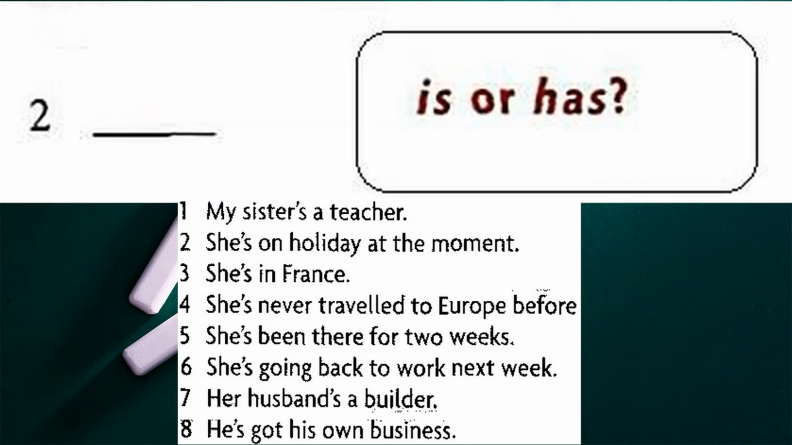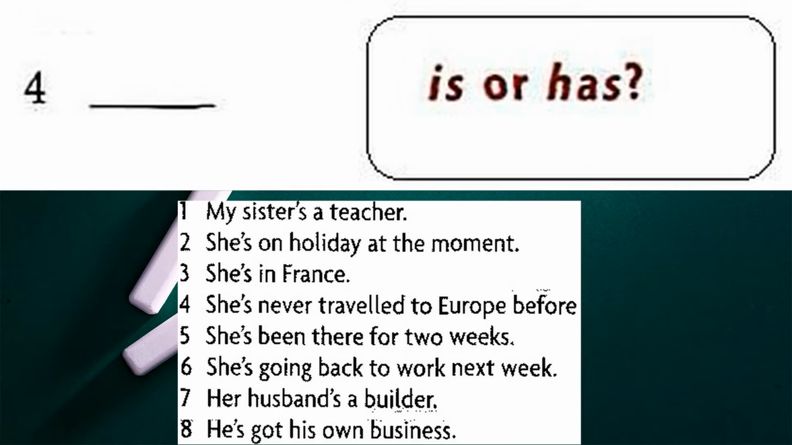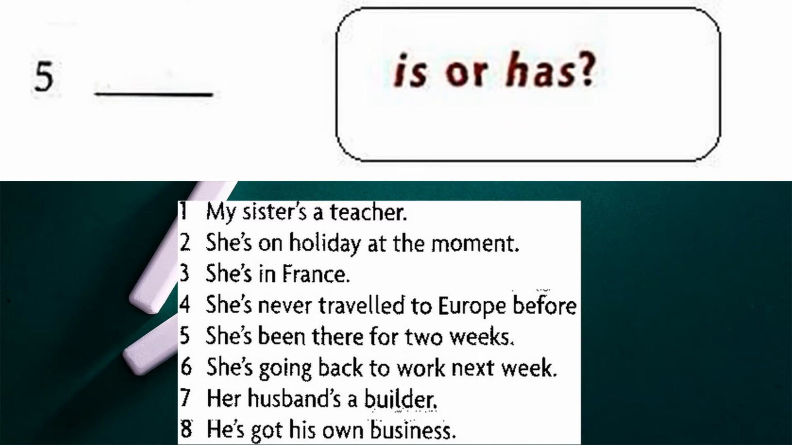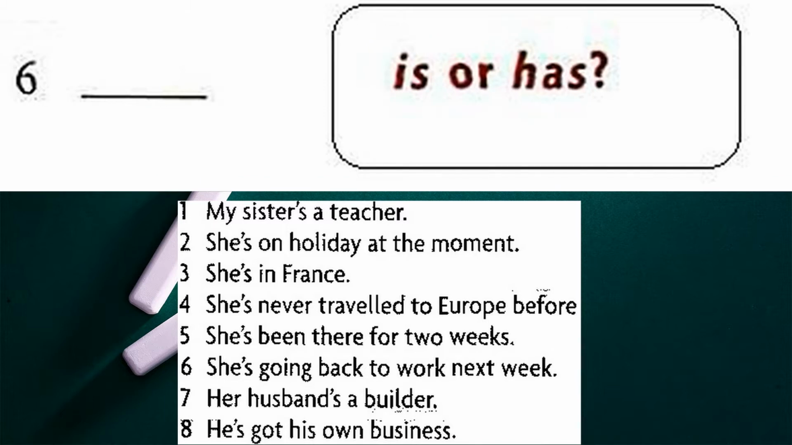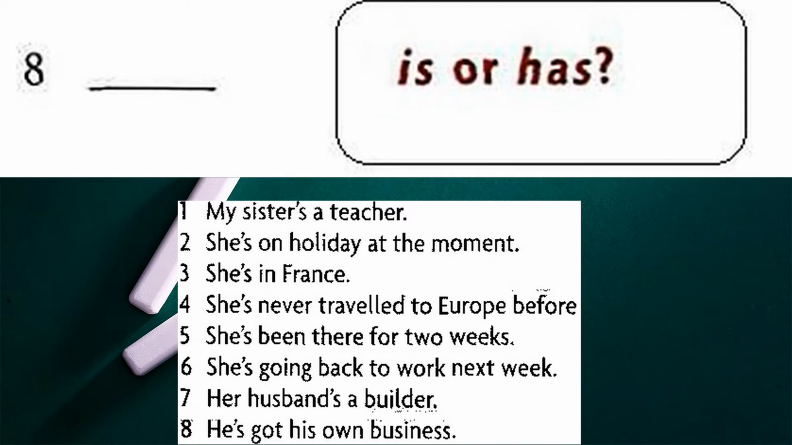2. She's on holiday at the moment. 3. She's in France. 4. She's never travelled to Europe before. 5. She's been there for 2 weeks. 6. She's going back to work next week. 7. Her husband's a builder. 8. He's got his own business.